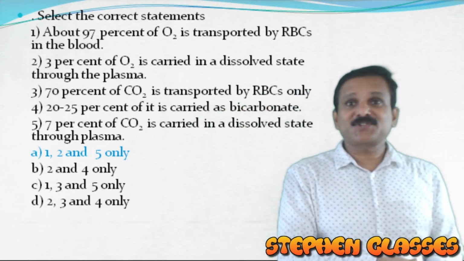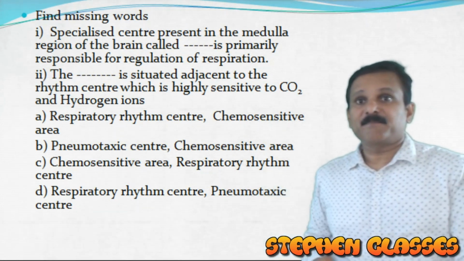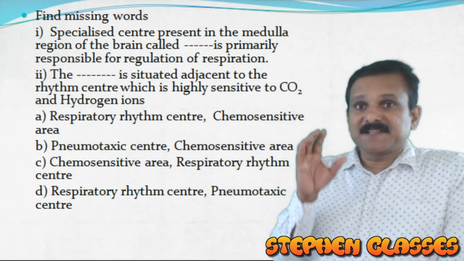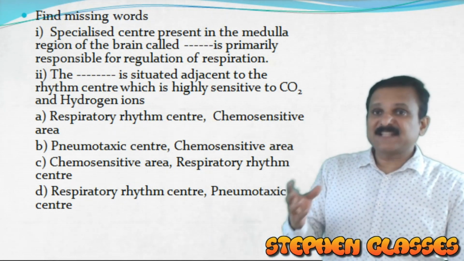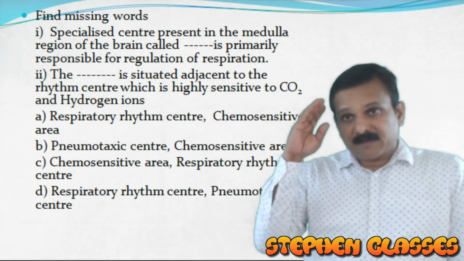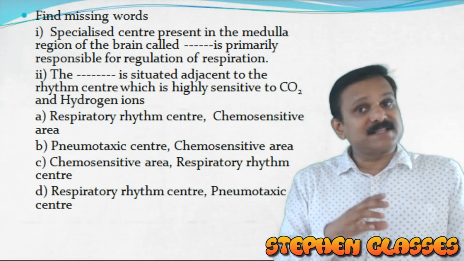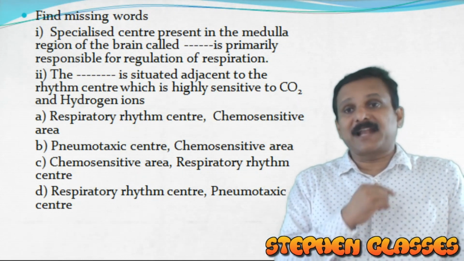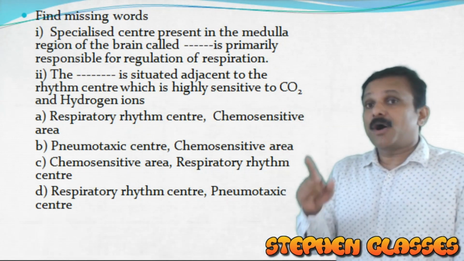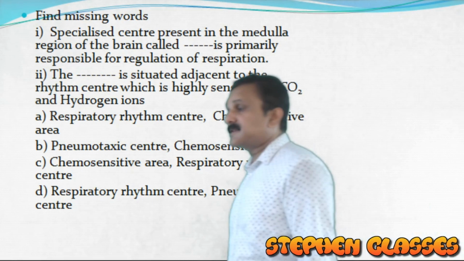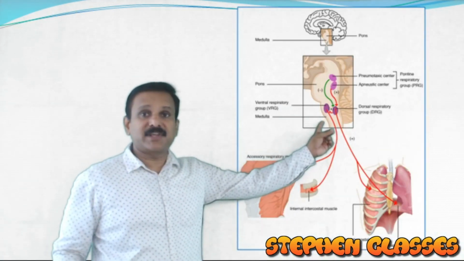We move on to our next question. Find the missing words. This question is about the respiratory centers. Our respiratory centers, which help in the mechanism of respiration, are located in our brain, and some of the respiratory centers are associated with the blood vessels in the aorta and also in the carotid artery. So what are the respiratory centers located in our brain? To know more, for explanation we have the diagram. Here respiratory centers are shown.